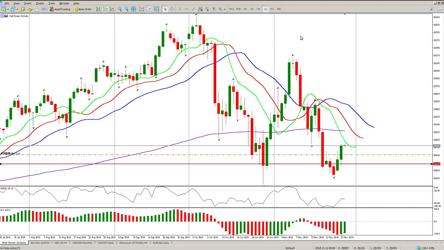A concern that I do have at the moment is we are testing this previous low, which is why my stop is up there.